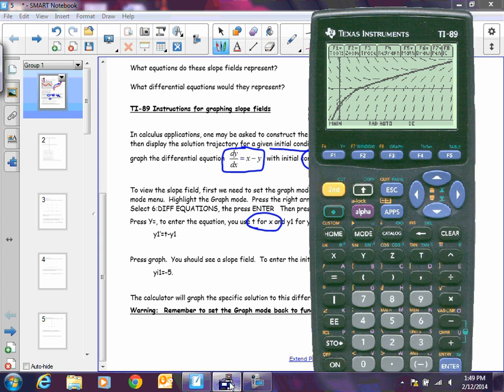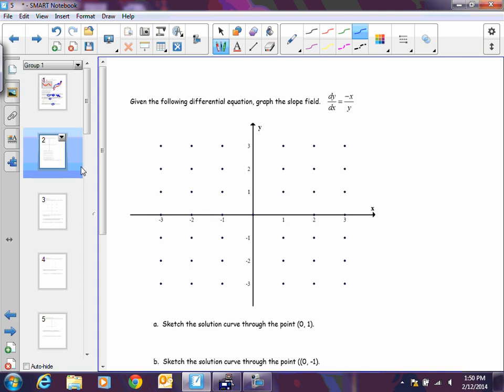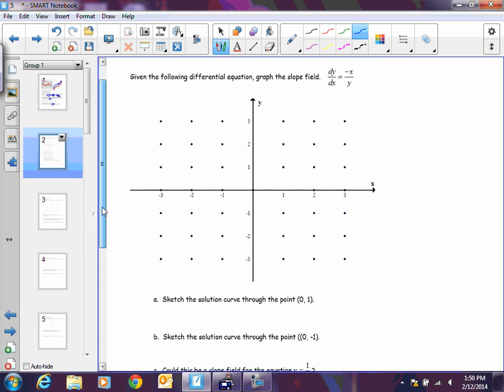All right, now the only thing I want to say is that if you're going to use this calculator to graph like normal graphing, you got to go back to function mode. Okay, and so if you're not using this 89 for any other things, then just leave it in differential equations mode for now, and then change it later because we're going to be doing slope fields for a few days. But just know that that's how you go back. It's through the mode.